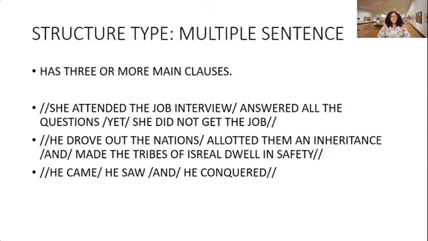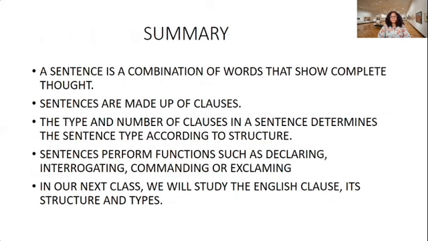She attended the job interview. She answered all the questions, yet she did not get the job. "She attended the job interview" is a main clause. "She answered all the questions," another main clause. "She did not get the job," another main clause. So all three, which ordinarily would have formed three simple sentences, come together to form one, and this type of sentence is called a multiple sentence.